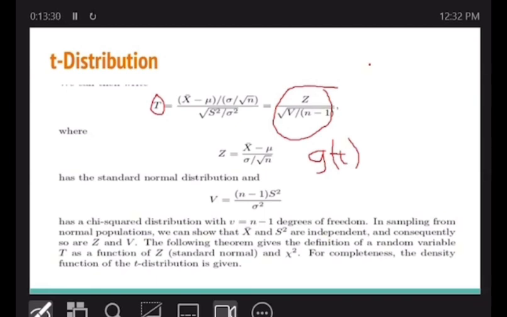Now you need to be able to know Z. What is the f of Z? f of Z is standard normal. It's actually going to be 1 over. Let me quickly do this.